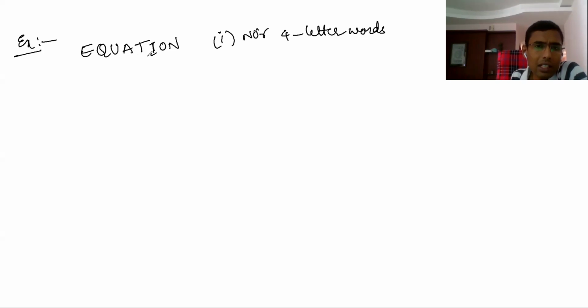When 8 letters are there, the number of 4 letter words is 8P4. You need not write 8 into 7 into 6 into 5, this is the direct formula. Or you can take 4 blanks for the 4 letter word. 8 ways for the first blank, then 7 ways, 6 ways, 5 ways. You can do it like this, or you can use this formula also. No problem.